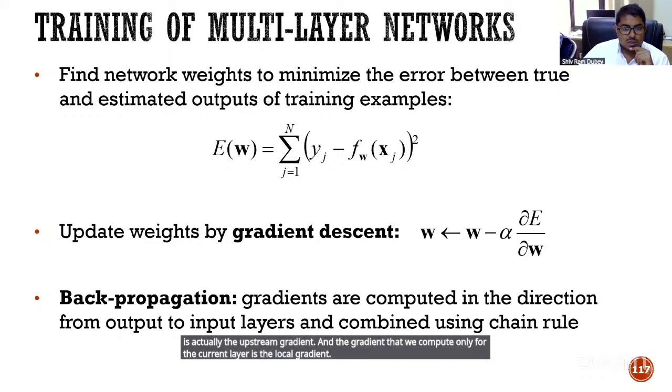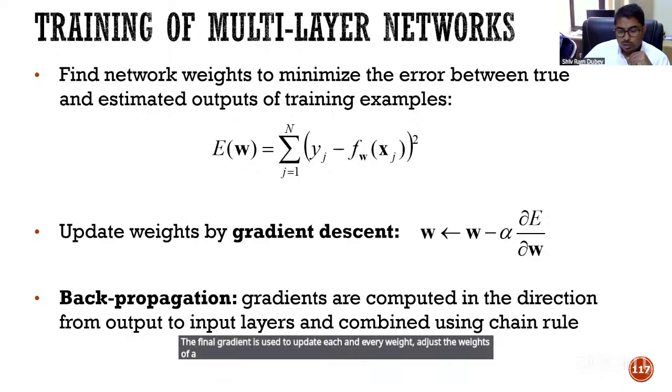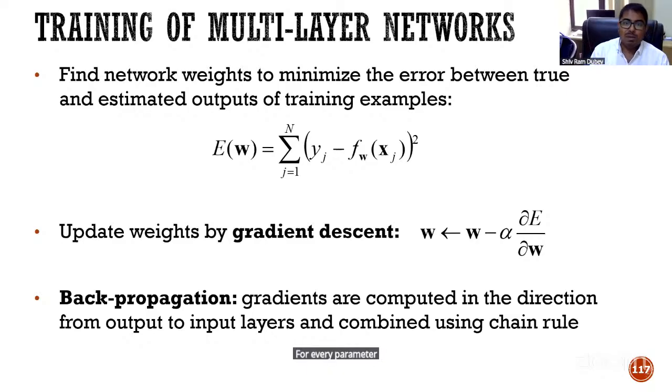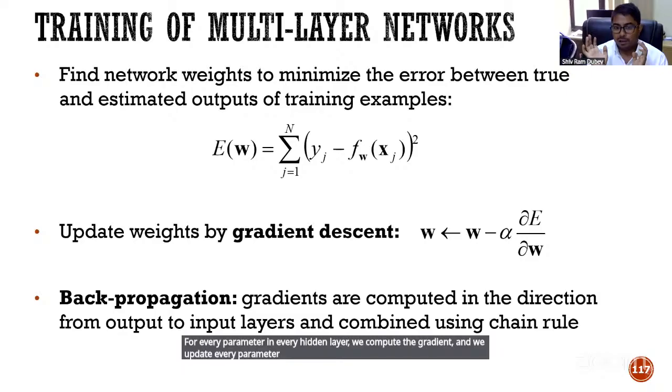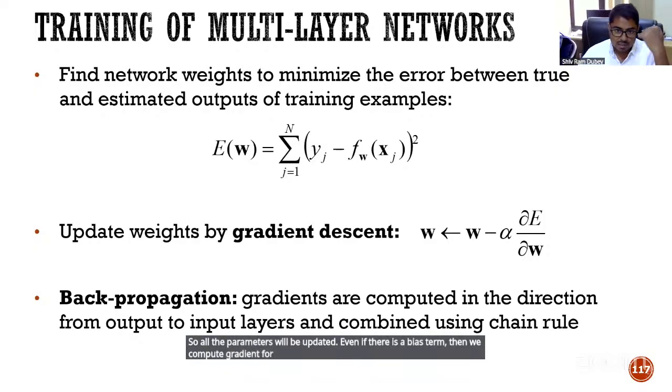Is the final gradient used to update each and every weight or just the weights of a particular hidden layer? No, for every parameter in every hidden layer, we compute the gradient and we update every parameter in every hidden layer. So all the parameters will be updated. Even if there is a bias term, then we compute the gradient for the bias term also and update that bias term as well.